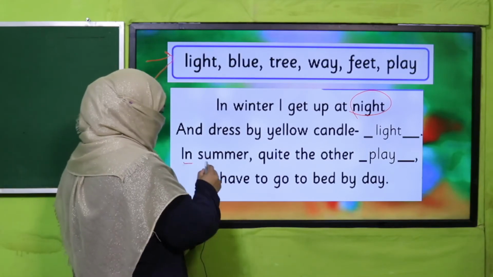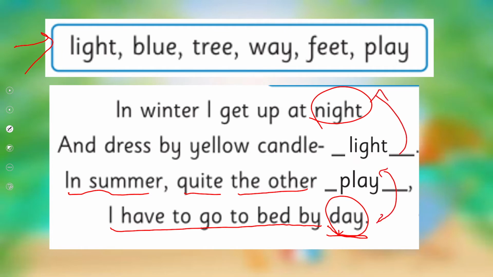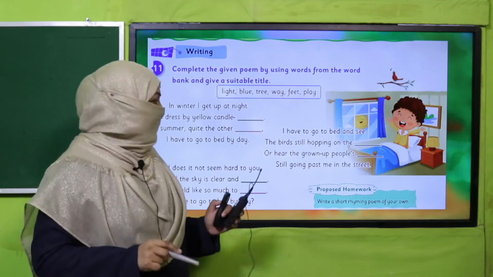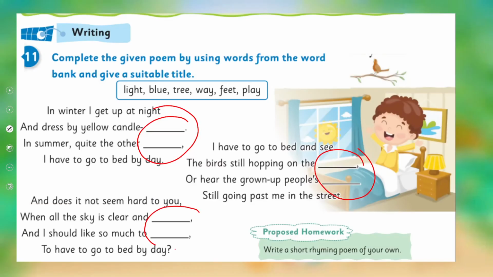Likewise, in summer quite the other, I have to go to bed by day. So I have to select a word which rhymes with day, that's play. This is how we keep finding rhyming words to complete a poem. Do you understand? So can you do this? Okay, all of you complete these spaces by putting rhyming words, complete this poem. Okay, pause the video, complete this poem in your book and then come back.